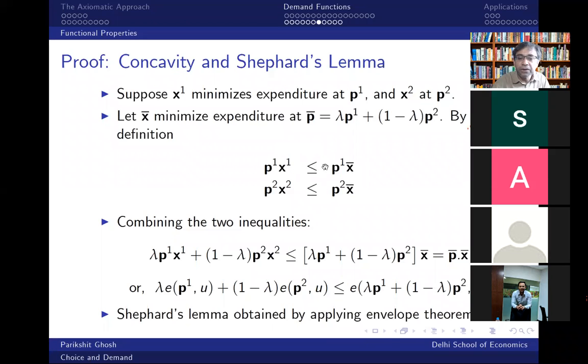No, sir, I'm saying P1 X1 should be greater than or equal to P1 X bar. Why? Because X bar is minimizing the expenditure. That's what I'm telling you. X bar is minimizing expenditure when the price vector is P bar. X bar is not minimizing expenditure when the price vector is P1. When the price vector is P1, the optimal choice is X1. You have to pay attention to the detail.